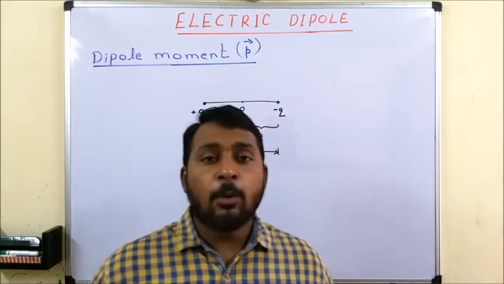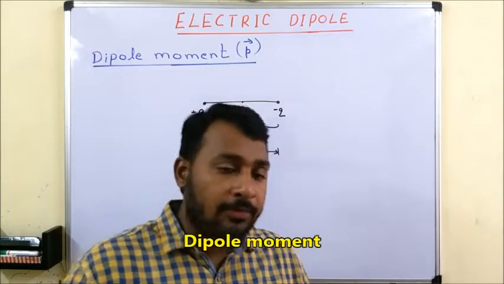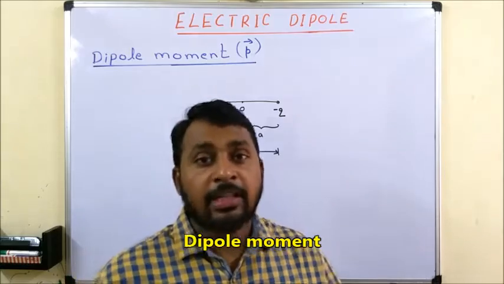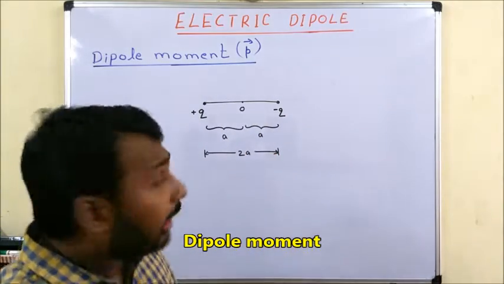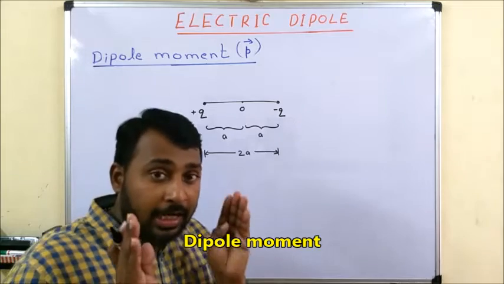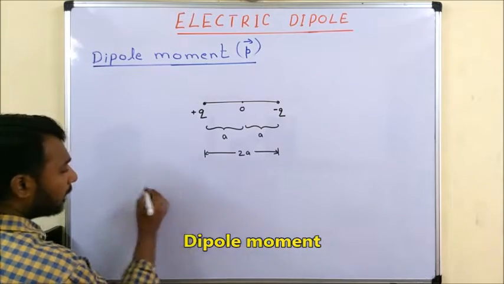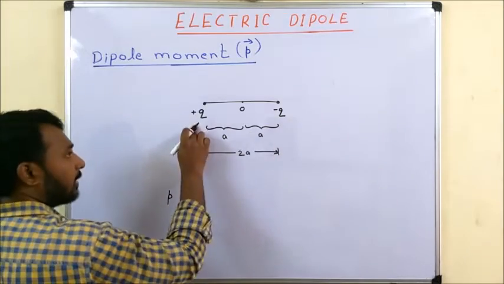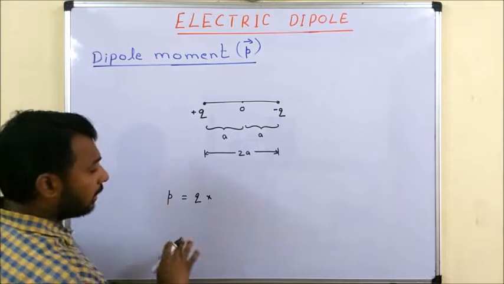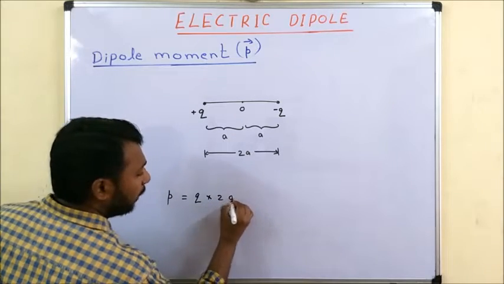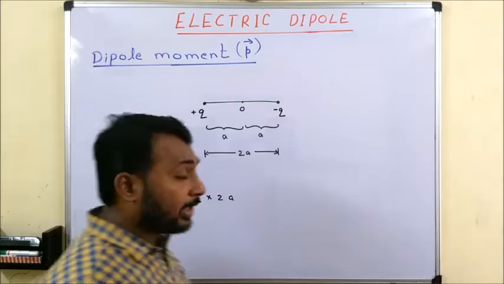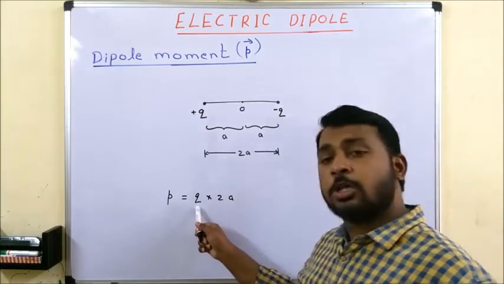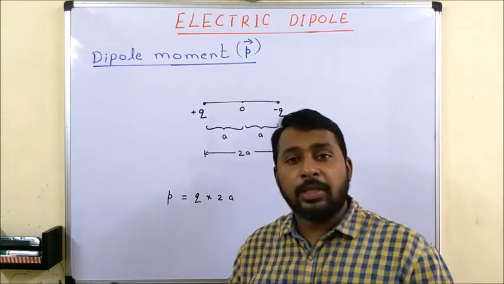Next, dipole moment. Dipole moment of an electric dipole gives the strength of the dipole. Mathematically, it is denoted by the letter P, vector P. We can write it mathematically: dipole moment P is equal to either of the charges, either plus Q or minus Q, only the magnitude, times the distance between them, that is 2A. So we can define dipole moment as the product of either charge and the distance between them.